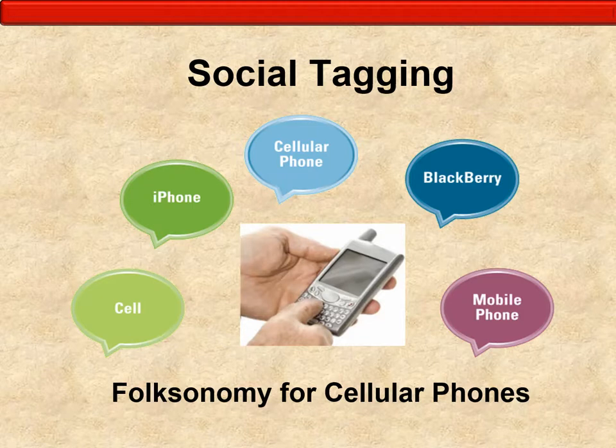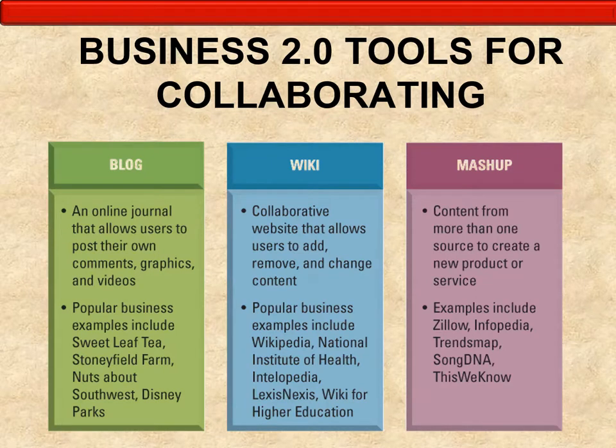Social tagging continued. This is a folksonomy for a cell phone. You have a cell, you have an iPhone, you have a cellular phone, you have a BlackBerry, and you have a mobile phone. Those are categories. And they're basing it on those categories.